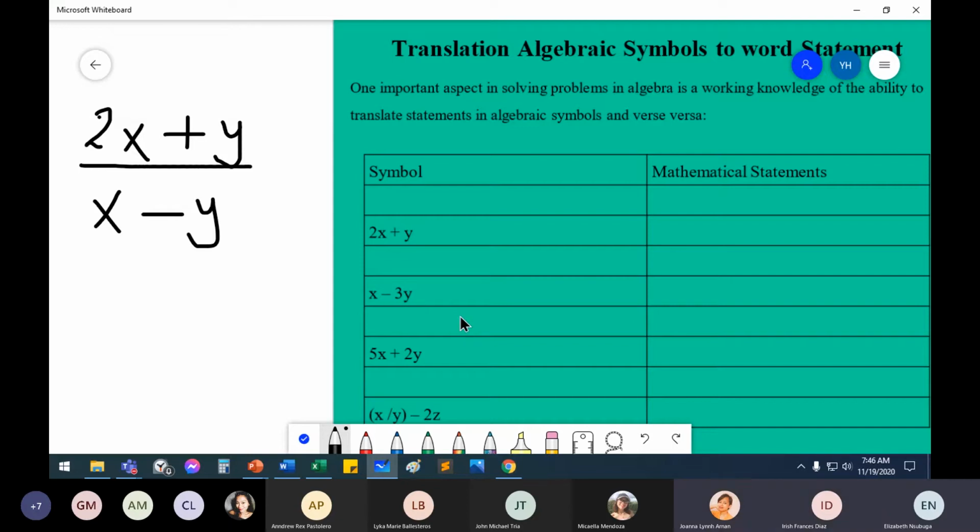May I try? Yes, x minus 3y. X decreased by 3 times y. Wow, very good, very good.